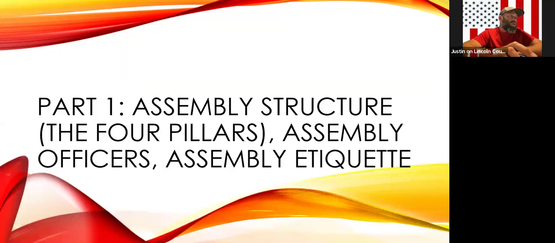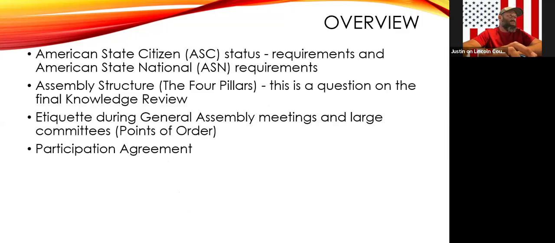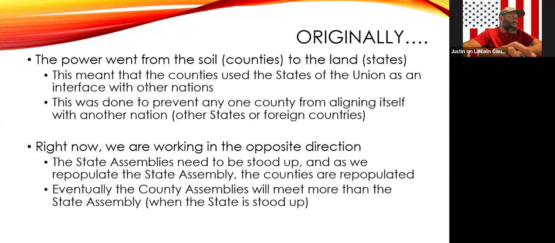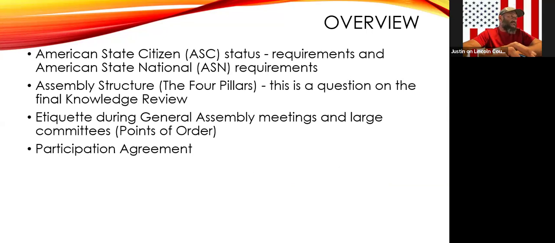This is part 3, I beg your pardon. So for the recording, this is part 3. Yeah. American state citizens, ASC status, requirements, and American state national requirements. We went over in parts 1 and 2 the ASC status, the requirements, the assembly structure, the 4 pillars, etiquette during General Assembly meetings and large committees, points of order, and a participation agreement. The participation agreement is something that we still need to come up with and all agree on.